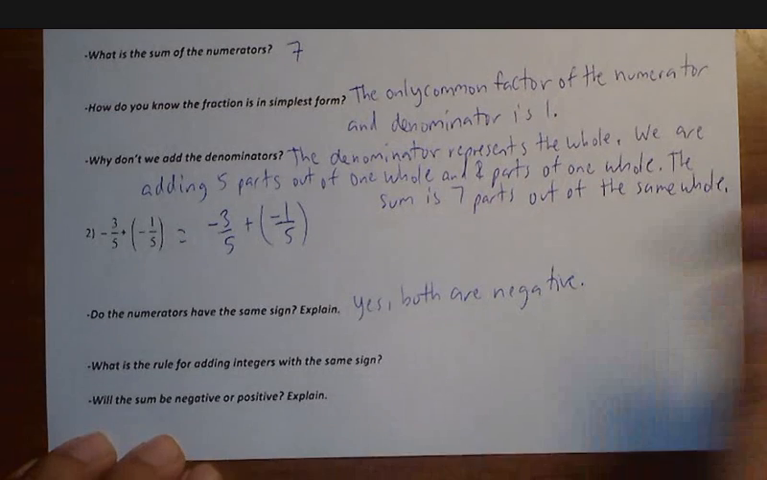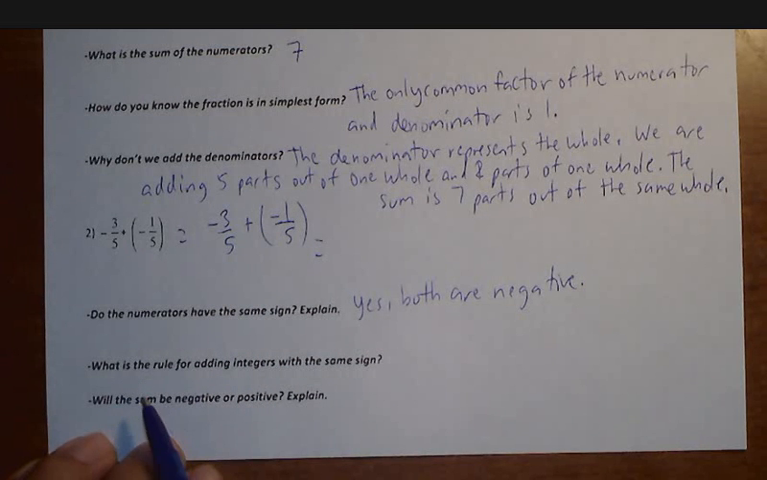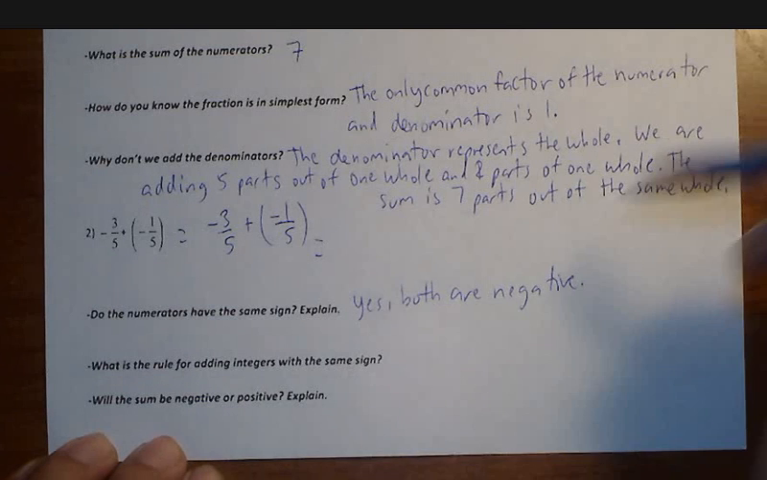Okay, the second question asks, what is the rule for adding integers with the same sign? So we're going to go back to our integer addition rules that we learned at the beginning of the year. If you are still struggling with these integer addition rules, you need to come see me or look online for some tutorials and refresh your memory, because these will keep coming back over and over again. So what is the rule for adding integers with the same sign?